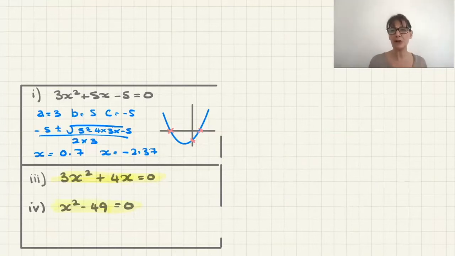We need to be really confident that it doesn't matter what quadratic is thrown at us, we are able to deal with it using all of our knowledge when it comes to quadratics. Okay, on to the next thing.